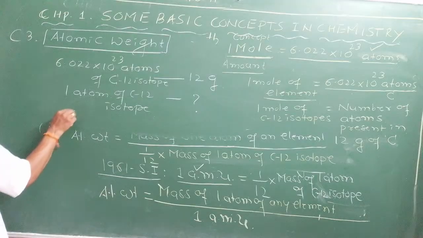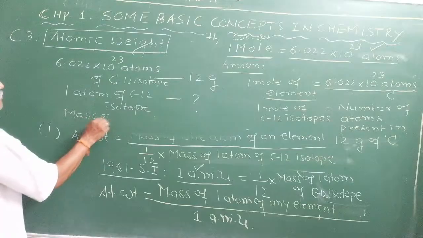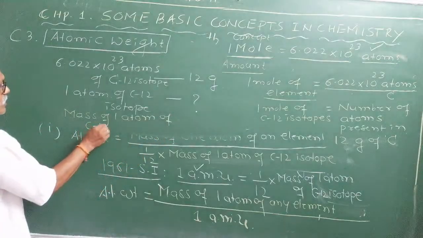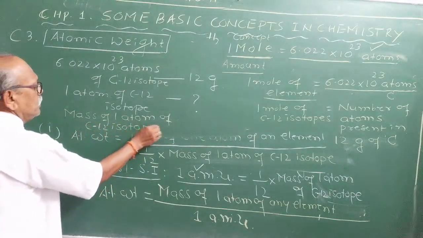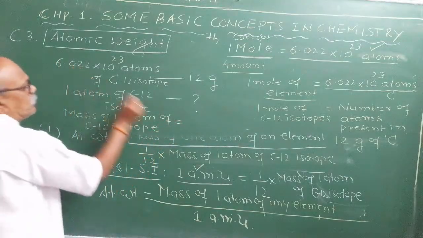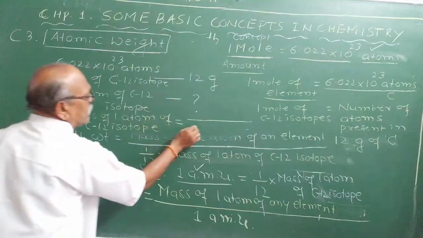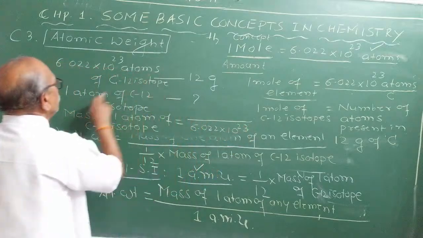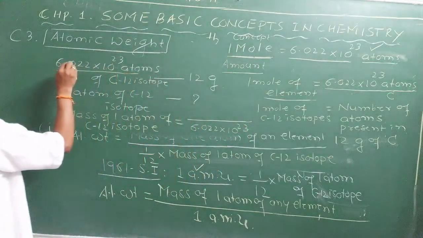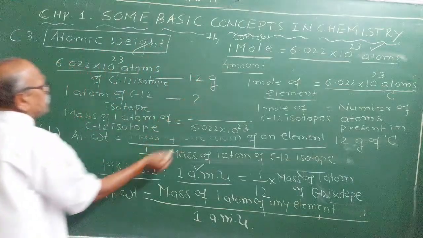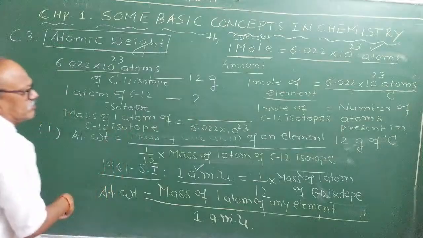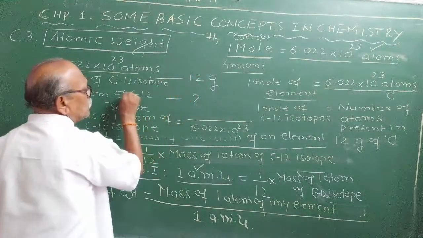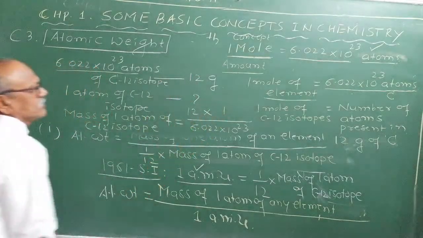Therefore, the mass of 1 atom of carbon-12 isotope is equal to, generally whenever you take like this, you have to take this to the denominator. You will get 6.022 into 10 raised to 23. Whatever you write first goes in the denominator. If the mass of this many atoms is 12 grams, how much is the mass of 1 atom of carbon-12? What was written first must be written in the denominator, and then you multiply by 12 into 1.